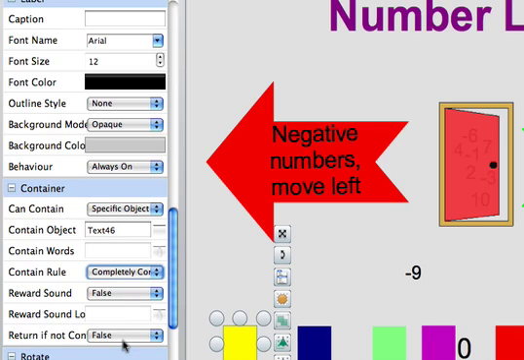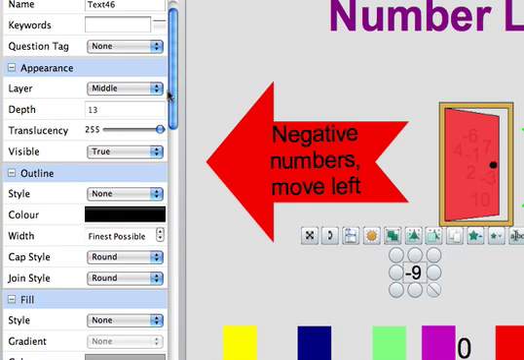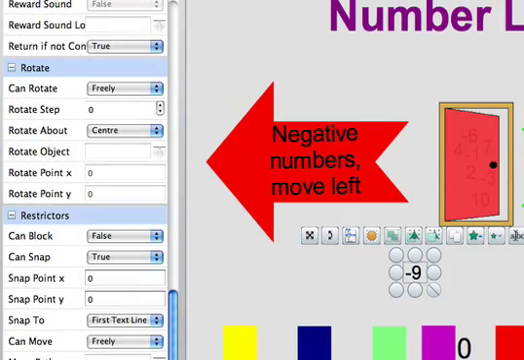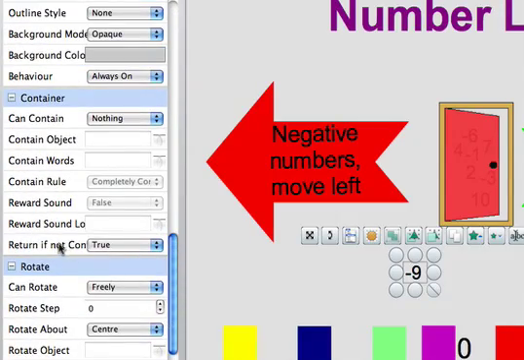And this part right here, return if not contained, applies to the object that will or will not be contained within the box. So if I go back and select number 9 and go down to the container section, you can see return if not contained is true. That means that if I slide it into the wrong box, it's going to pop away. That's how containers work.